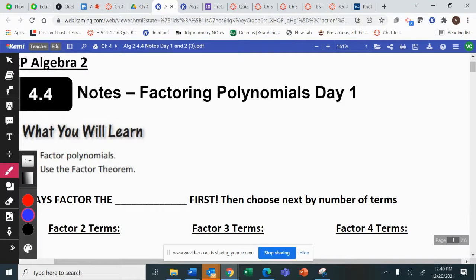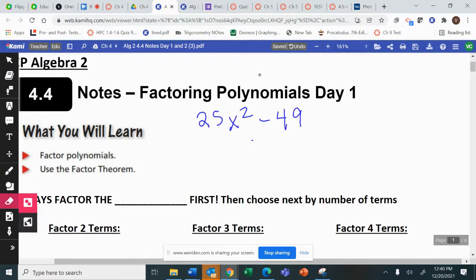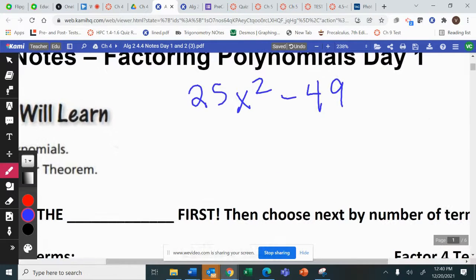Okay, so I just put an example on the board of 25x squared minus 49. What is our first step of factoring always, no matter what? Always, always, and forever. First step of factoring, greatest common factor, GCF. Is there a GCF? Nope. Okay, we move on. This is two terms.